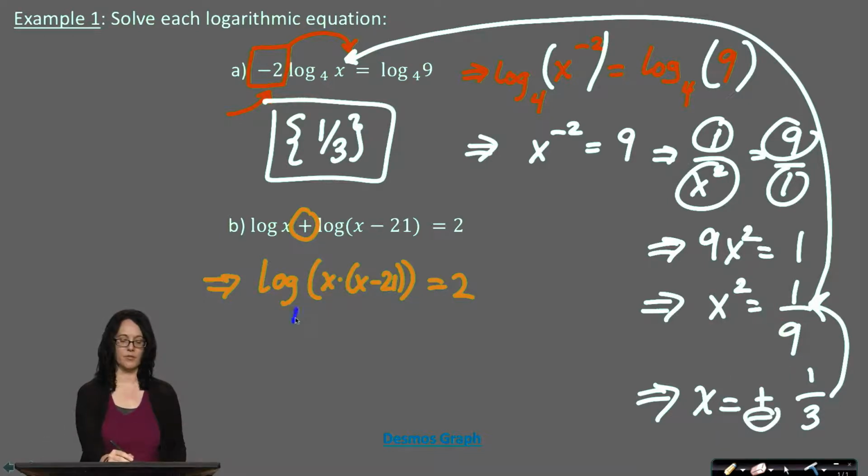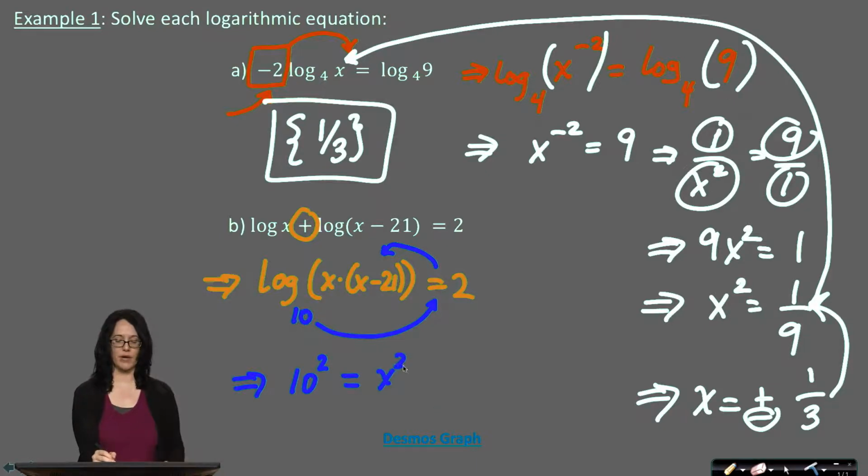Okay, so to finish the problem, did you take base 10 to this power 2 and set that equal to your argument? In other words, if you have a logarithm equals a number, you switch back to exponential. This was the second type of situation on the last slide. So this time it's not 10 to the first power like last example, it's 10 to the second power. Or if you want to write 100, you'd be correct. Equaling x squared minus 21x.